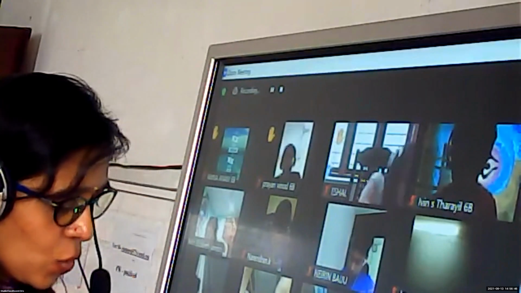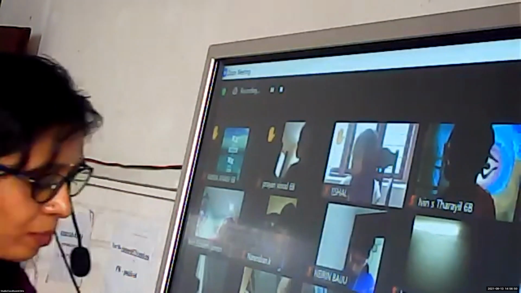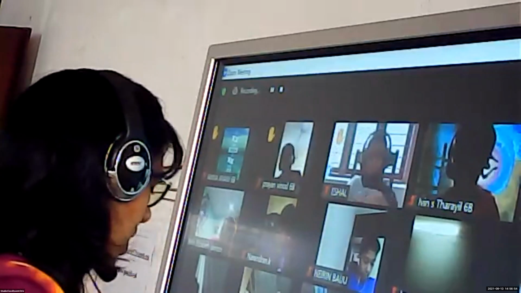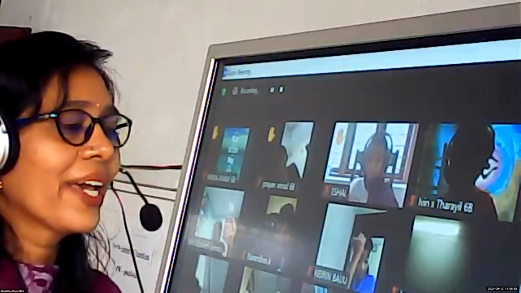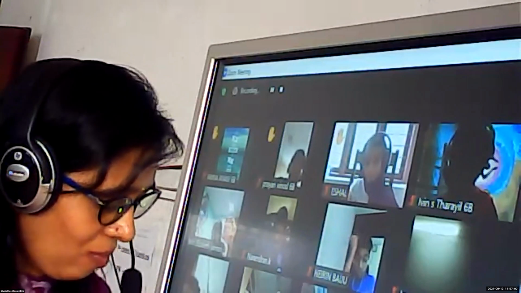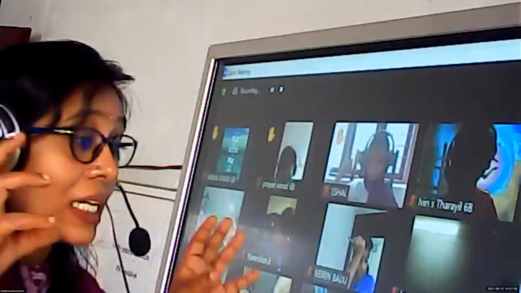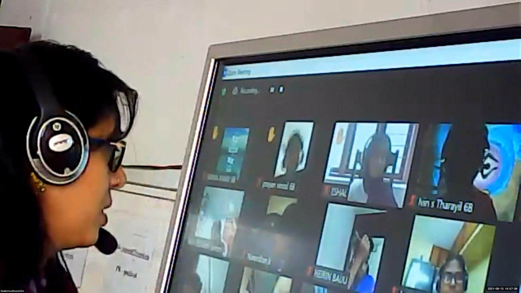Now, take page number 12. We have got writing. Write a story based on the outline below. Give the story a title and write your own ending. So what is there here? This is called an outline story. Outline story means what? Setting is given, characters are given, and the idea of the story is given. What should you do? You have to develop it.